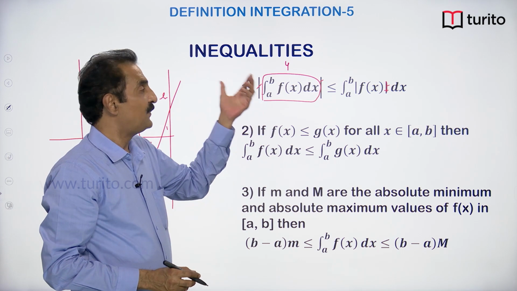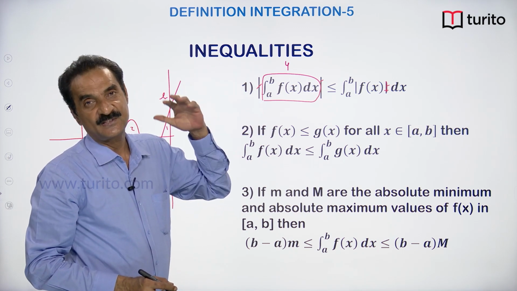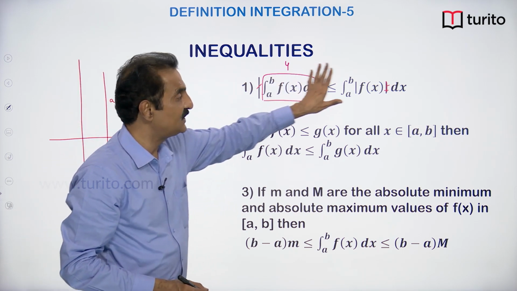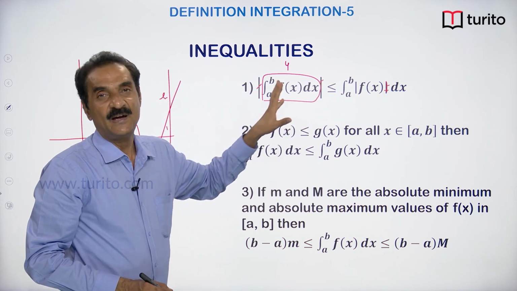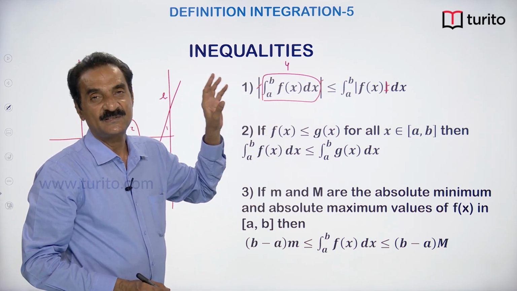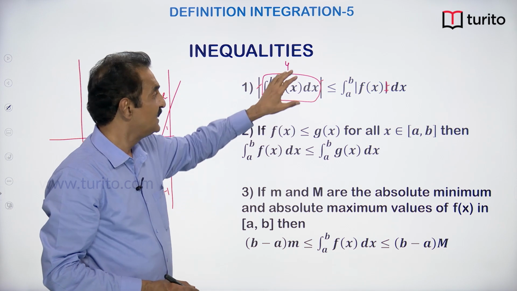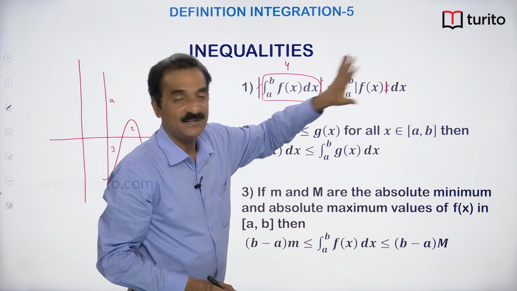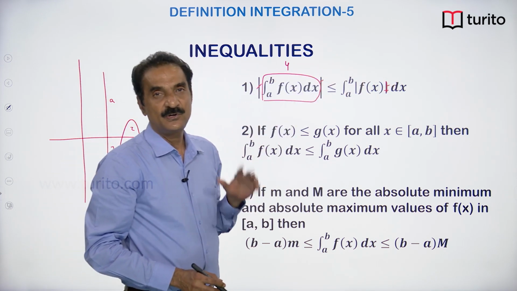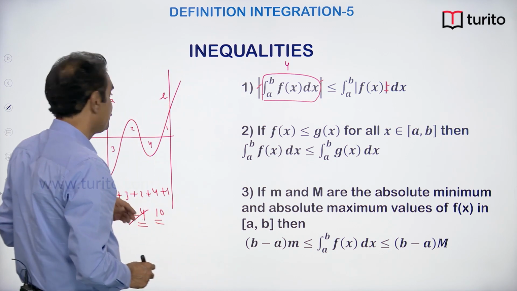Okay. So, when the graph is completely above the x-axis or completely below the x-axis, both are equal. Otherwise, if some part is below the x-axis, some part is above the x-axis, this will be strictly less than this. So, you can easily understand this inequality.